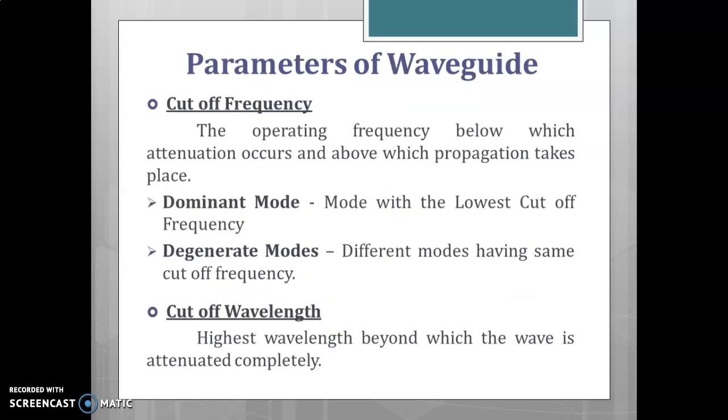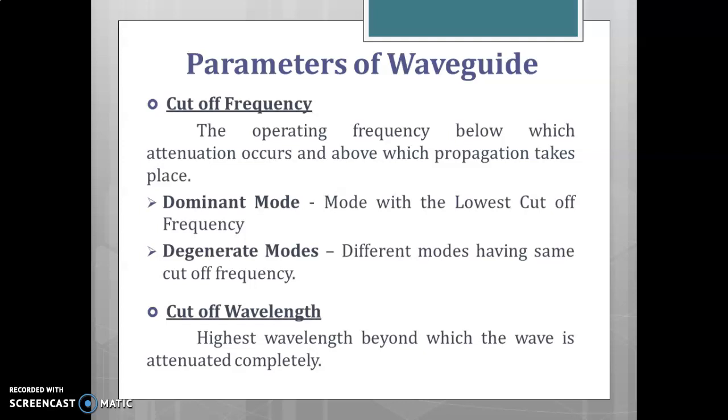Now I will list the parameters of waveguide. The most important parameter is the cutoff frequency. The cutoff frequency is defined as the operating frequency below which there is no signal propagation and above which the signal propagation takes place. And we have already seen that the waveguide will transmit the signal only above the cutoff frequencies. And the mode with the lowest cutoff frequency is referred to as dominant mode, and some modes will have the same cutoff frequency and these modes are referred to as degenerate modes.